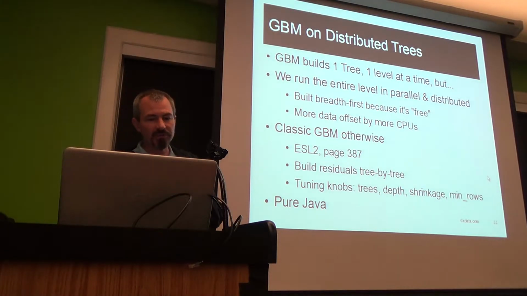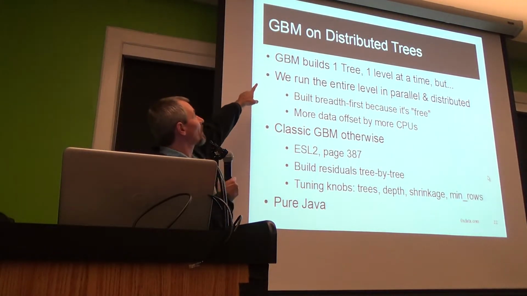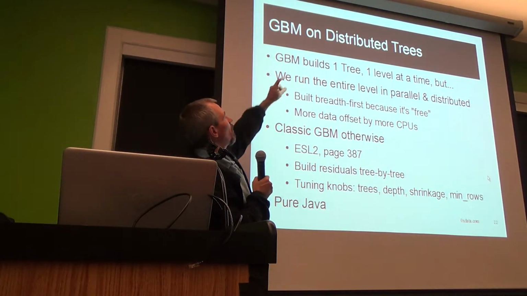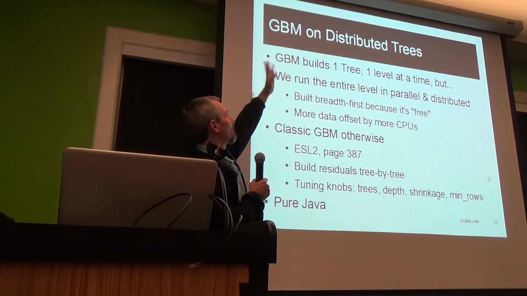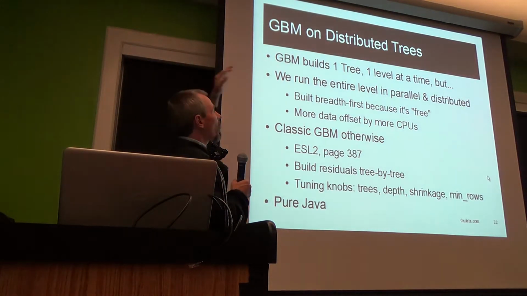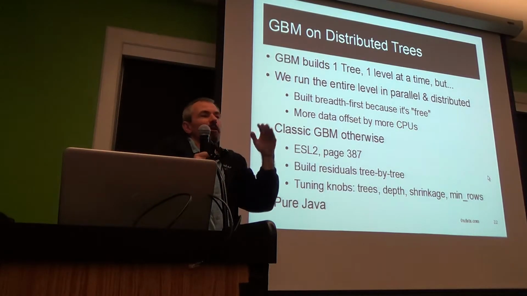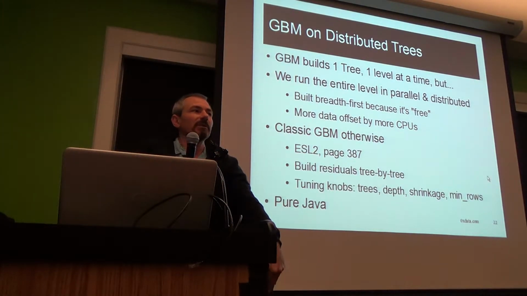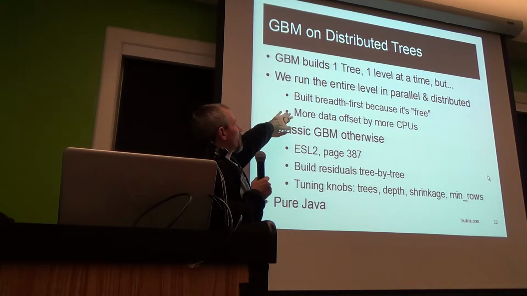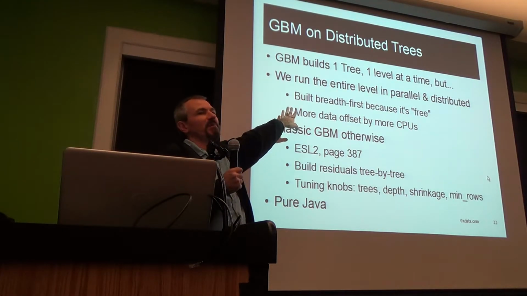Okay, so the summary here is that GBM builds one tree, one level at a time, but each entire level is parallel and distributed. That also means I'm building the tree entirely breadth first, because it's free to go breadth first as opposed to depth first. And you can offset more data by adding more CPUs.